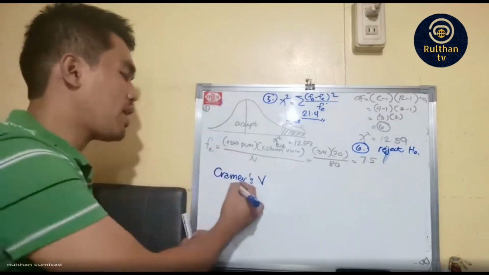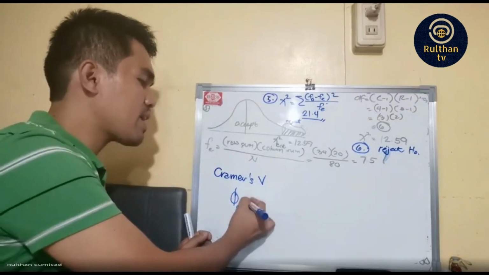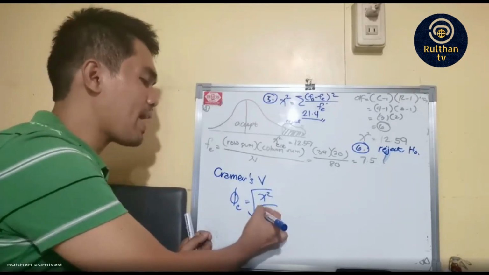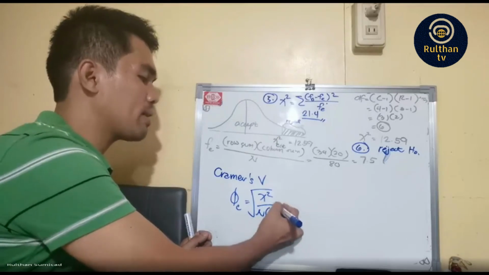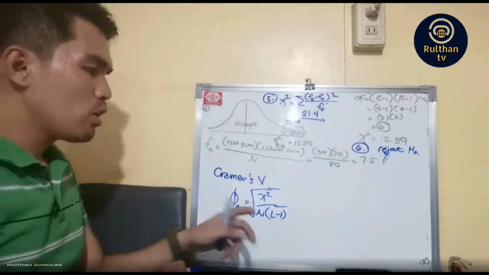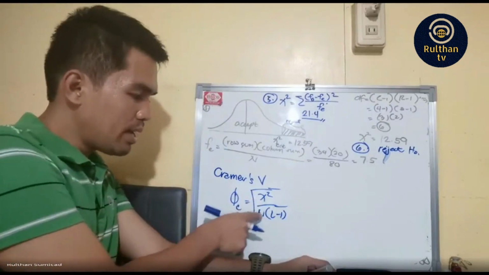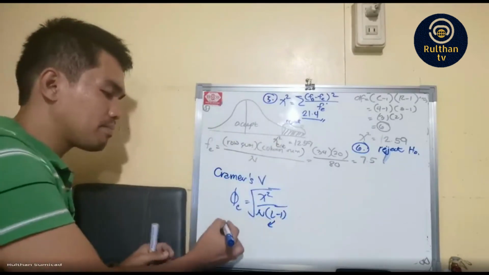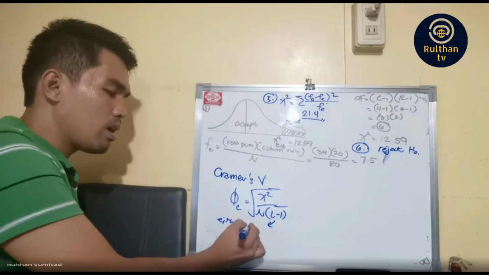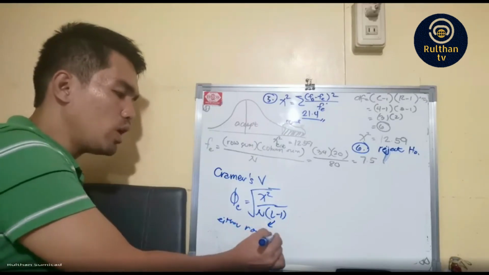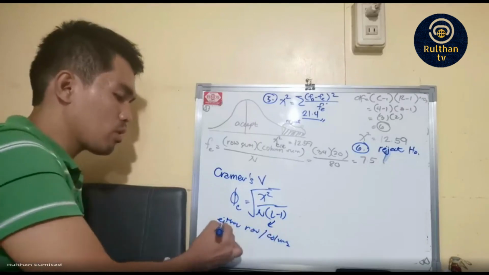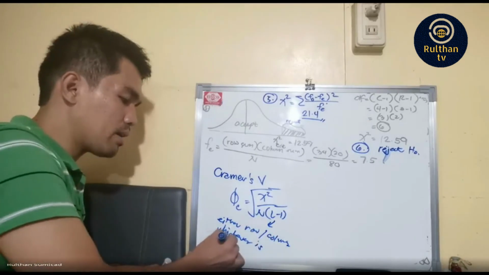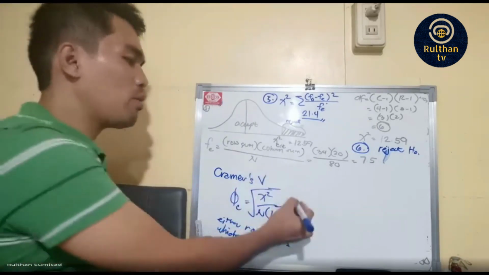The formula for this one is phi, and it equals the square root of chi-square divided by n times L minus 1. Of course, this is the chi-square value. This is the sample size. L here is either row or column, whichever is smaller. So we will compute now.